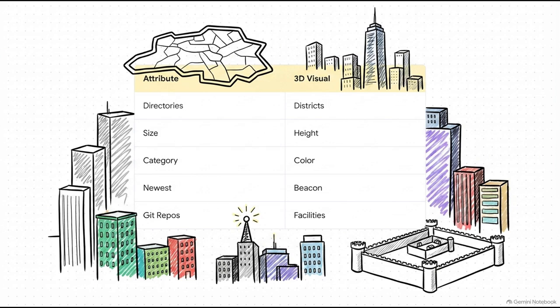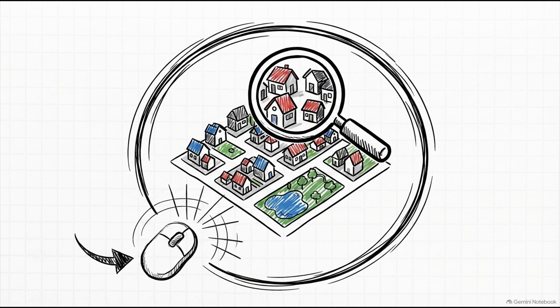If a file was recently modified, it gets this really cool glowing beacon above it. And honestly, my favorite detail? Git repositories are represented as walled facilities, physically separating your code environments from the rest of the city. Exploring this 3D map is a super tactile experience.